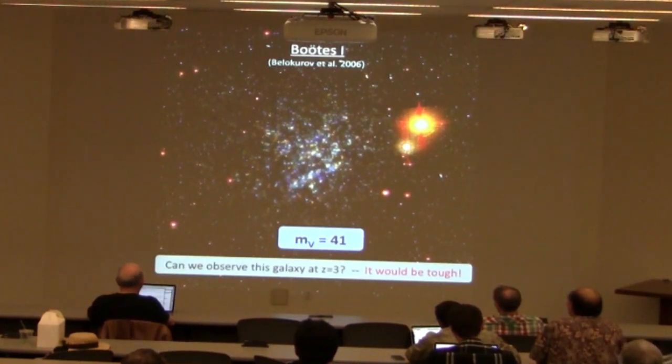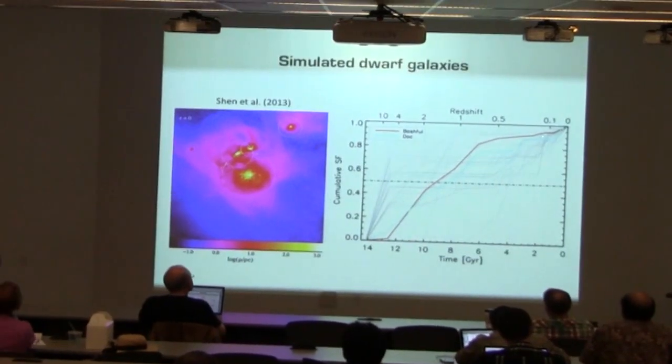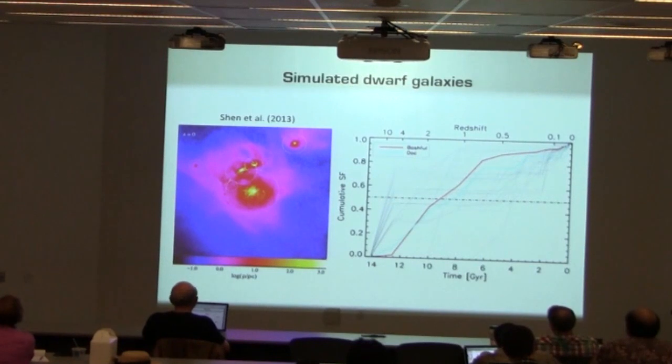So many people have instead tried to investigate other ways in which we can study dwarf galaxies at high redshift. We've heard some nice talks about simulations this afternoon. This is one example by Sijing Shen, simulated dwarfs. On the right, you can see the star formation histories, the blue and the red curves. They fall more or less well within what is seen in the gray curves, which are the observations from the local universe. You also saw this agreement with the simulations.